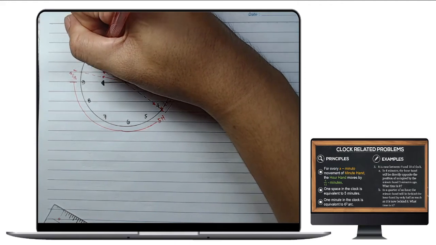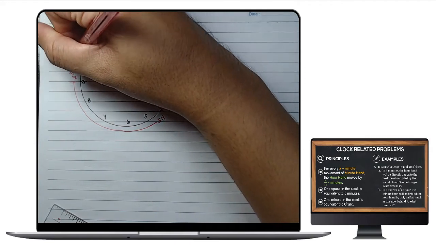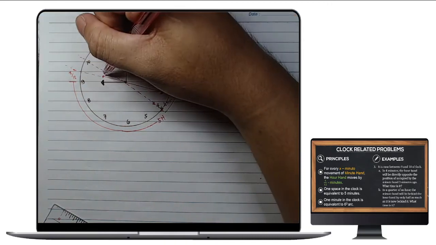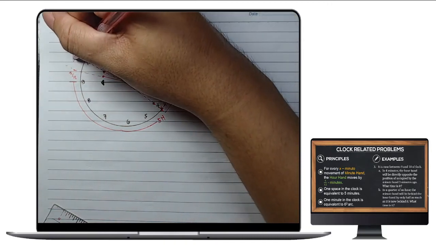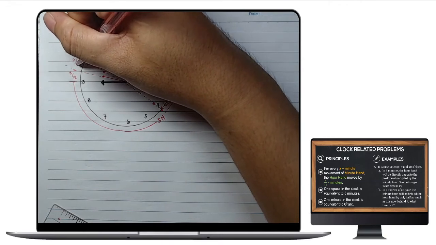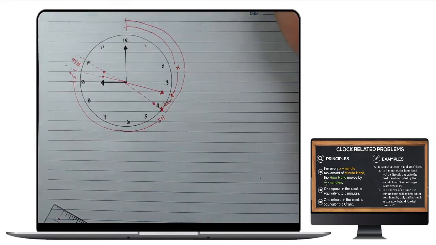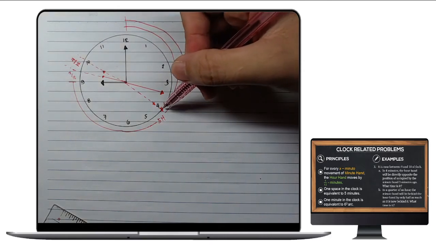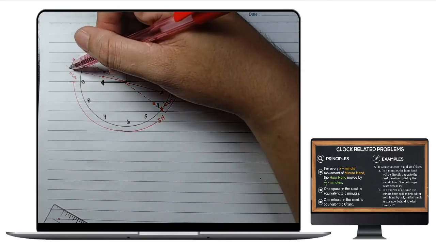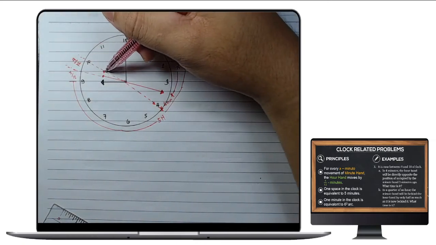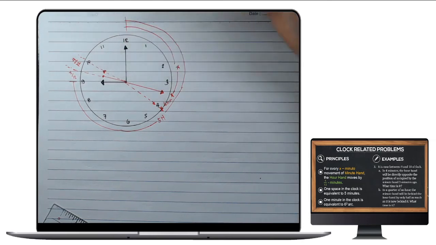Okay, gagalaw din siya correspondingly. So, dito sa present time natin, it will move by, so if the minute hand moves by 4 minutes, surely yung hour hand natin will move by 4 over 12 minutes. So, using the principle that we are discussing, that for every x minute movement of the minute hand, the hour hand moves by x over 12. So, if the minute hand moves by 4 minutes, the hour hand will move by 4 over 12 minutes. So, ito yung present. So, future natin. Ibig sabihin, after 4 minutes.